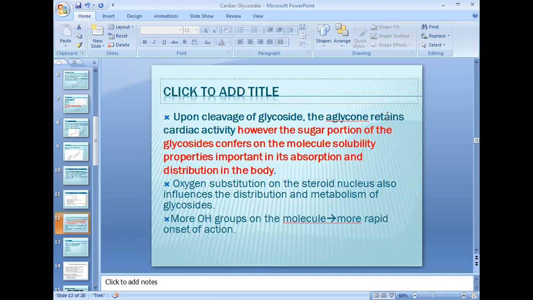The aglycone part is responsible for its cardiac activity. So upon cleavage of glycoside, the aglycone part retains its cardiac activity. However, the sugar portion is responsible for its solubility and absorption as well as its distribution in the body. Also, the oxygen substitution on the steroidal nucleus contributes to its distribution and metabolism. The more hydroxyl groups attached to the molecule, the more rapid the onset of action will be.